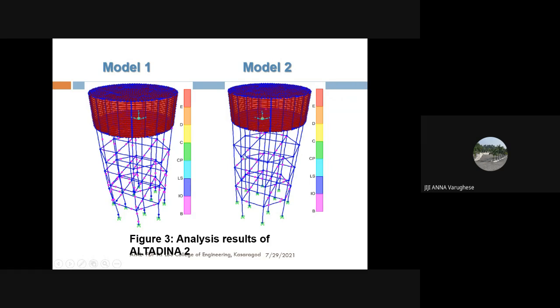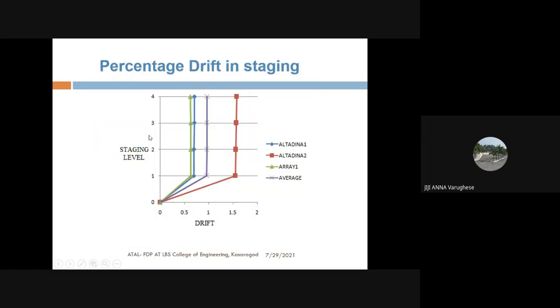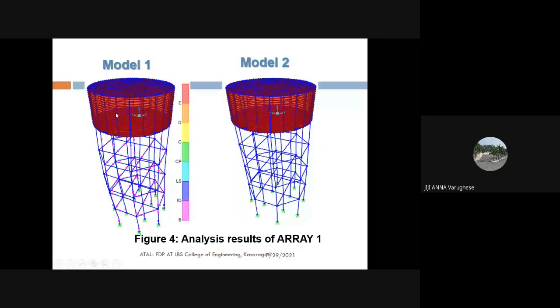But if we are designing as per the 2014 version of the code, hinges are forming only in the beams, and columns are not subjected to any damage. So this is the response due to the third earthquake. And we can quantify the damage coming to this staging in terms of percentage drift, or in terms of ductility demand, or any damage parameter can be used to quantify the damage of the system.